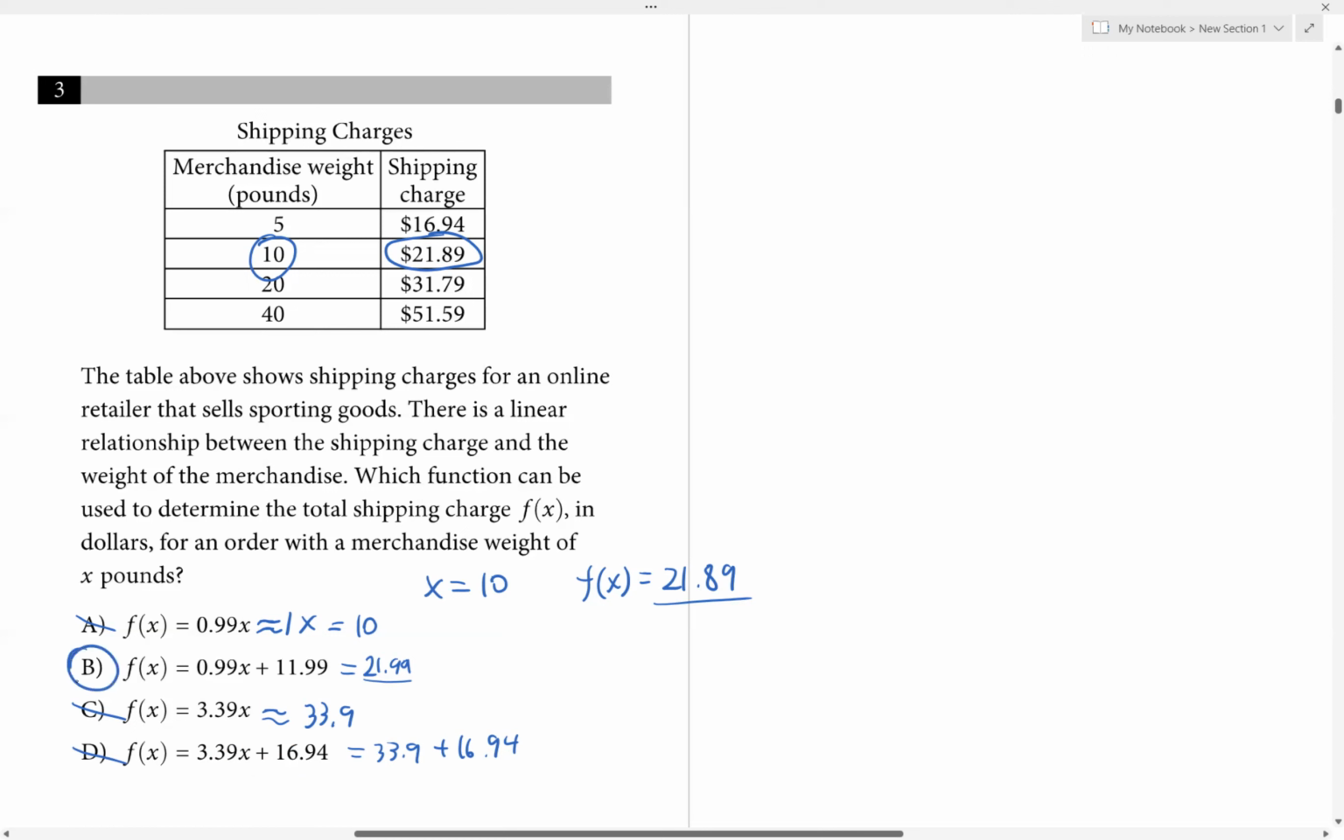All right, so it should be B. We don't have to solve it exactly because we don't have a calculator, but B is very close. The others are far off, so they're not going to work. Just by approximating, we know it should be B for number 3 here.